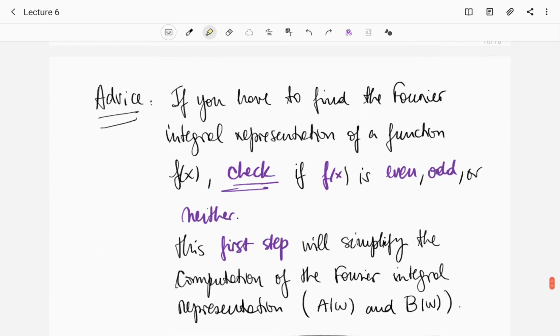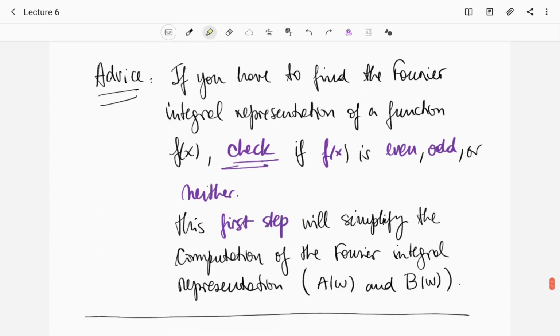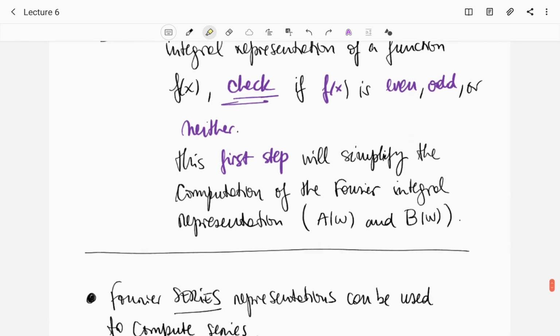Okay, so advice. Remember that I also gave this advice for Fourier series representation. If you have to find the Fourier integral representation of a function f, it will always be useful to check if f is even, odd, or neither. This first step will simplify the computation, because if we are lucky and have an even or odd function, I only have to make one computation, capital A of omega or capital B of omega. So that's my advice. Try to follow it if you want.